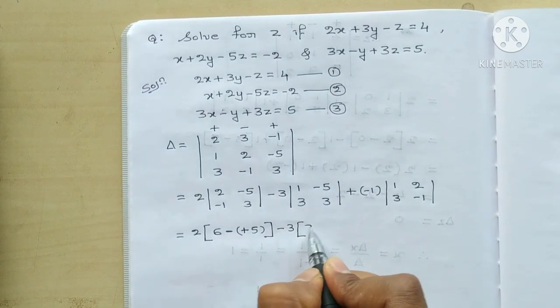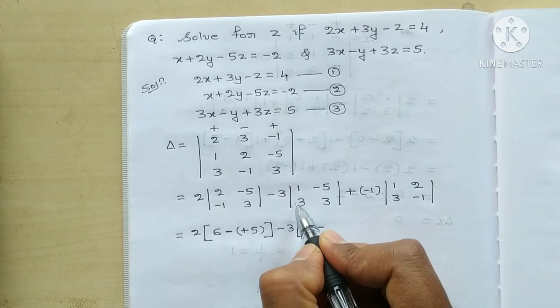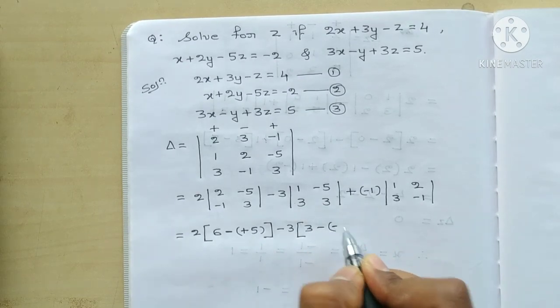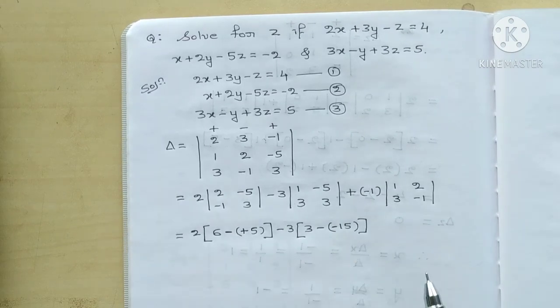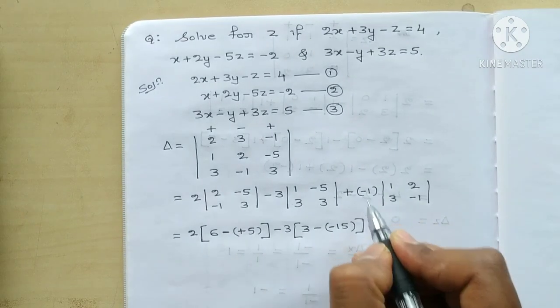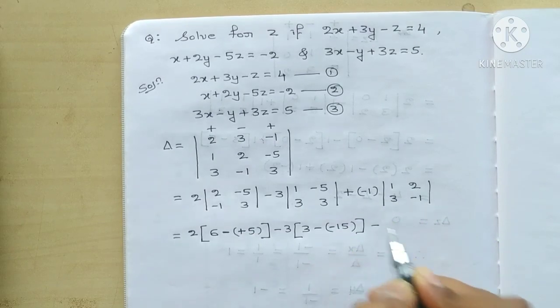1 into 3 is 3. Middle negative sign. Plus into minus is minus. 3 into 5 is 15. Next, plus into minus is minus.